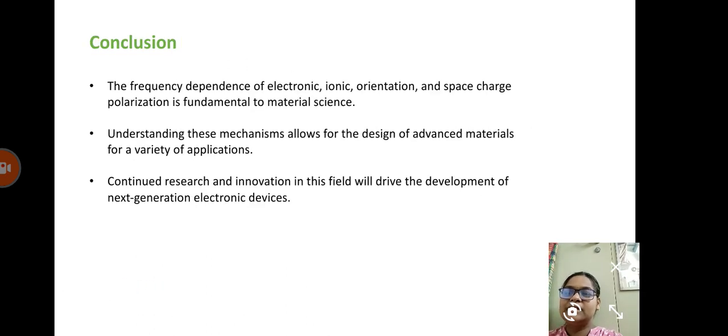Conclusion. The frequency dependence of electronic, ionic, orientation, and space charge polarization is fundamental to material science. Understanding these mechanisms allows for the design of advanced materials for a variety of applications. Continued research and innovation in this field will drive the development of next generation electronic devices.